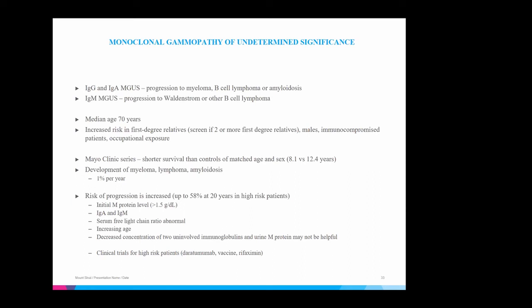The development of myeloma, lymphoma, and amyloidosis, and what we tell patients, is approximately 1% per year. Although there are some higher risk patients, patients with a higher M protein level, patients with IgA or IgM paraproteins, and abnormal serum free light chain ratios, as I mentioned before. There are some clinical trials going on to see what, if anything, can be done to improve the prognosis in patients with high risk MGUS.